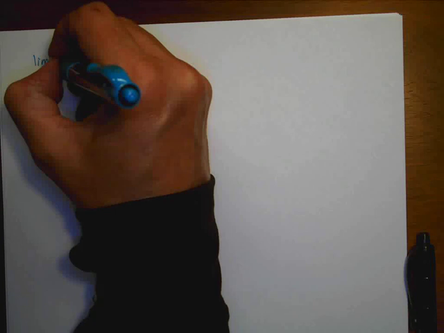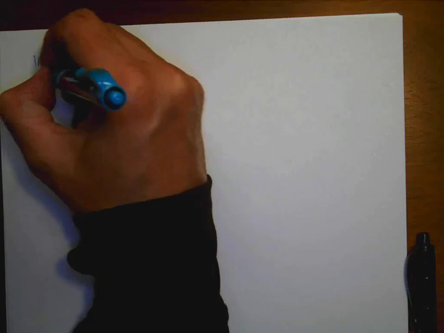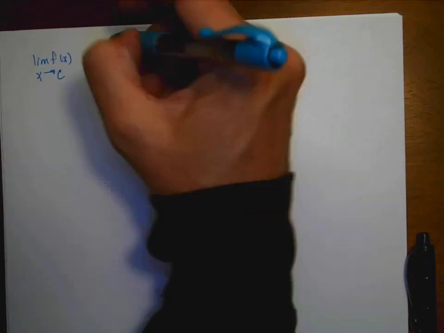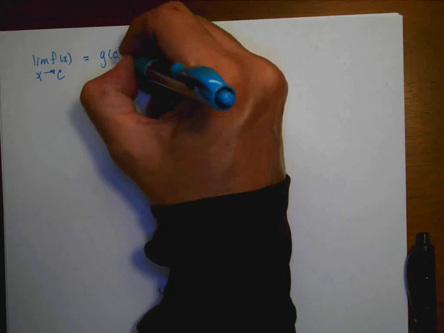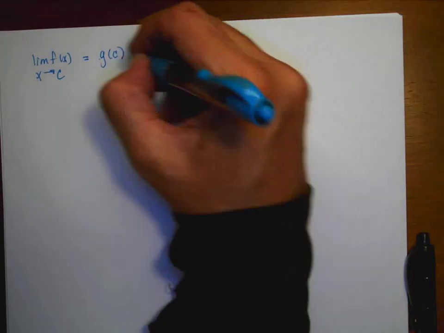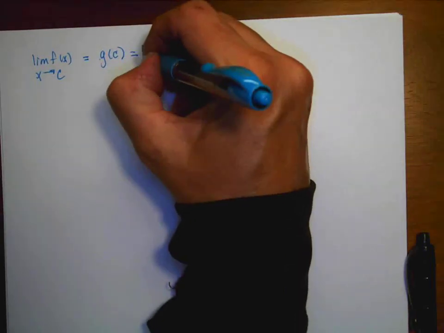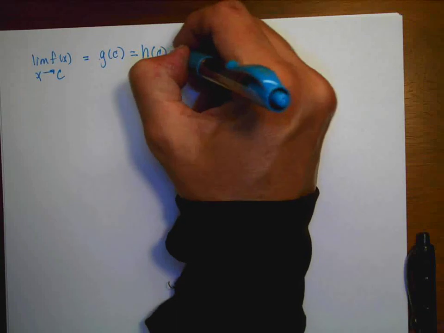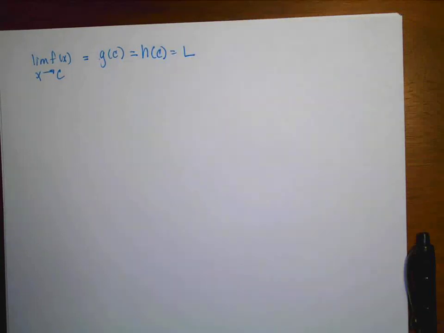The last statement that we would write for the squeeze theorem is that the limit of f of x as x approaches c is equal to g of c, the function of g evaluated at c, and the function of h evaluated at c, which was equal to L. So nothing too complicated, but that's kind of entertaining.